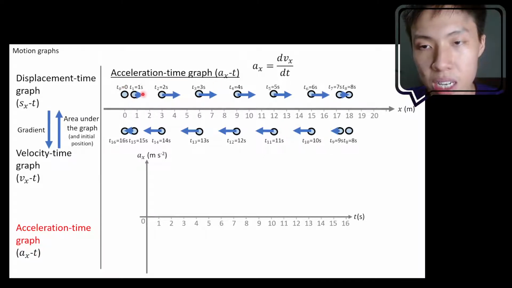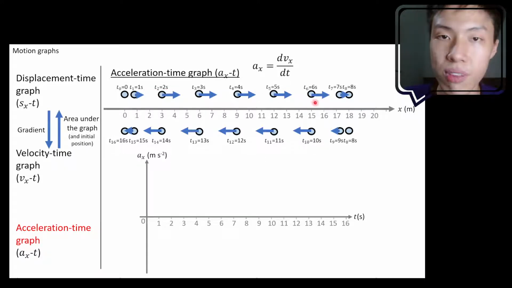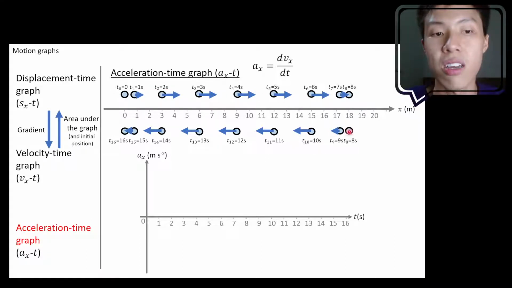All these blue arrows here are representing the velocity. Since all the velocities here are pointing either in the positive x direction or the negative x direction, you can assume that the length represents the value of the x component of velocity, vx, whereas the direction of the arrow represents the positive or negative sign. If it's pointing in the positive x direction, then it's a positive vx. If it's pointing in the negative direction, then you get a negative value for vx. This is a recall on velocity.